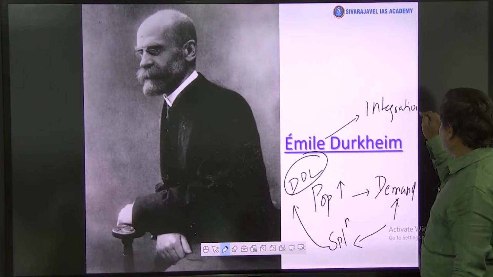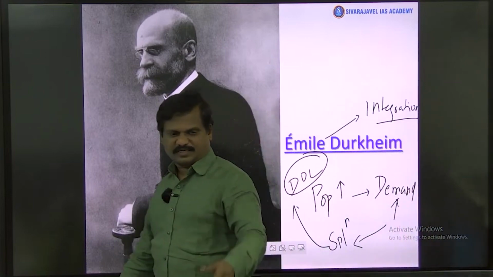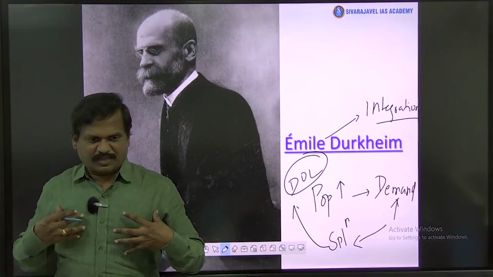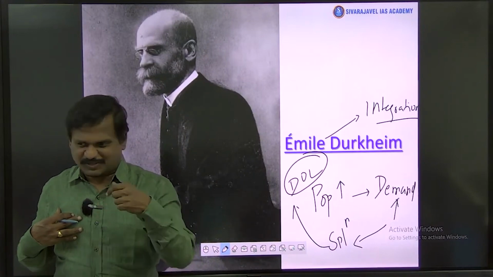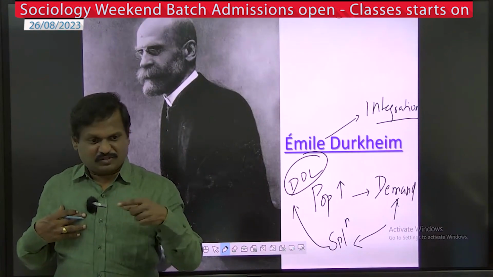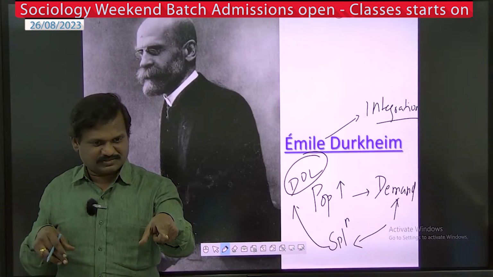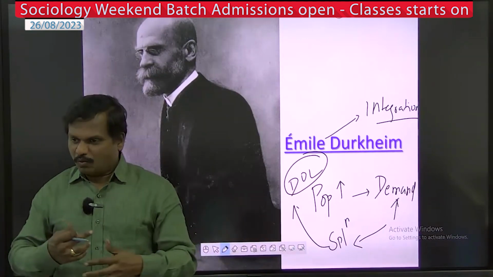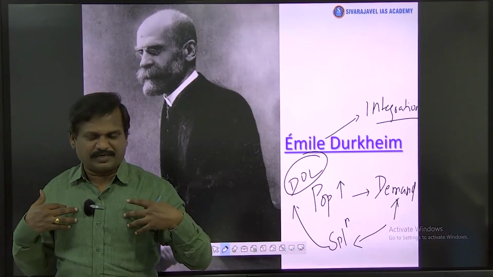How? I read polity, you read economy, you read science and technology, you read CSAT. With my polity alone, I cannot clear the exam. I need all of your support. With your CSAT only, you cannot clear the examination. You need the other subjects. So all seven of us will have to come together. Only then we can clear the examination. Otherwise, I'm incomplete without you.